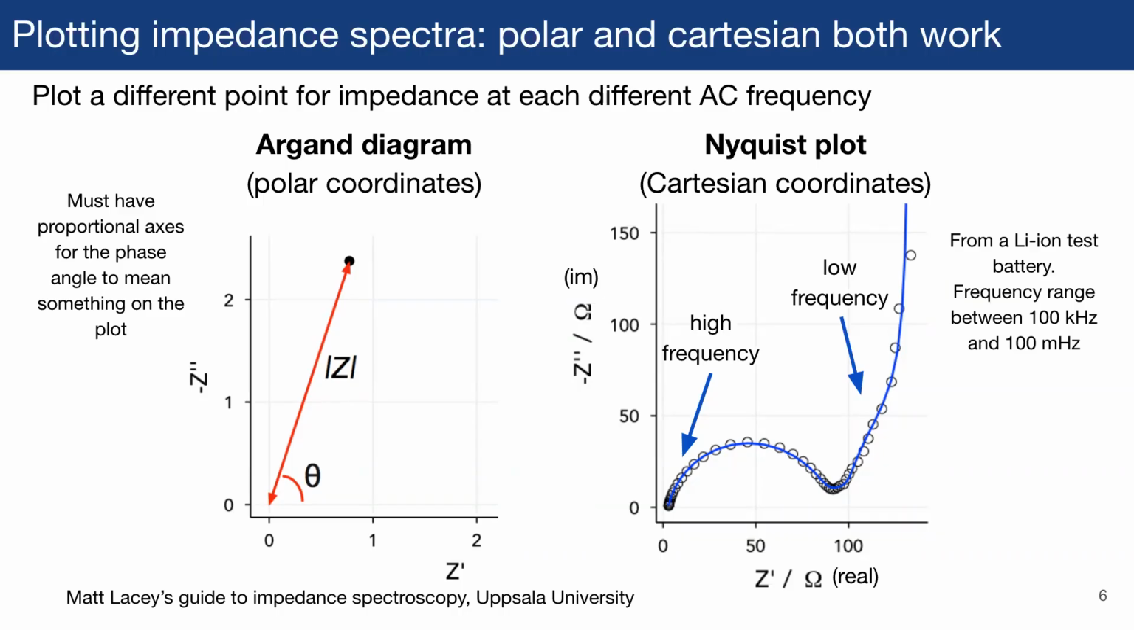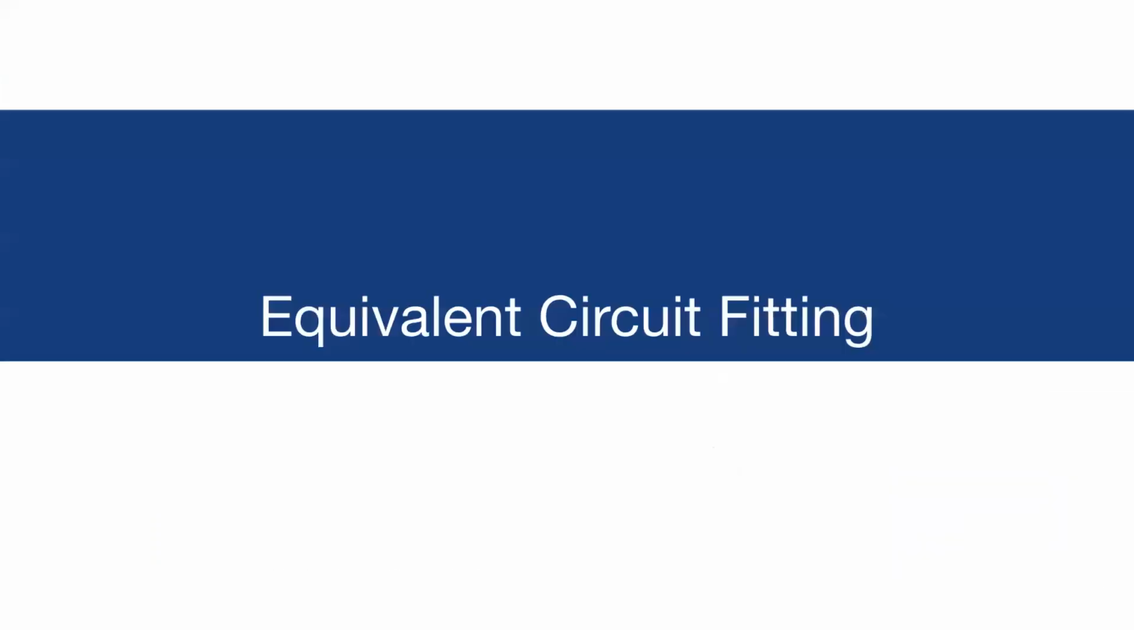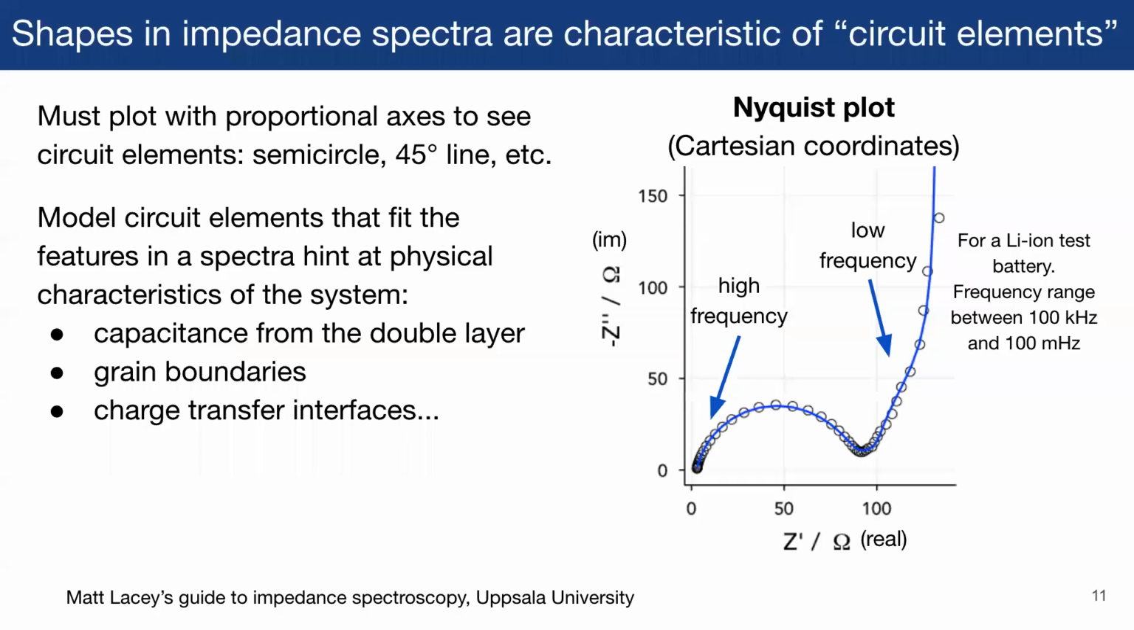No more questions? All right, let's move on to equivalent circuit fitting. So this is the most important aspect of EIS in the end. The shapes of the spectra that we end up observing are really characteristic of the quote unquote circuit elements that we have within our electrochemical system.